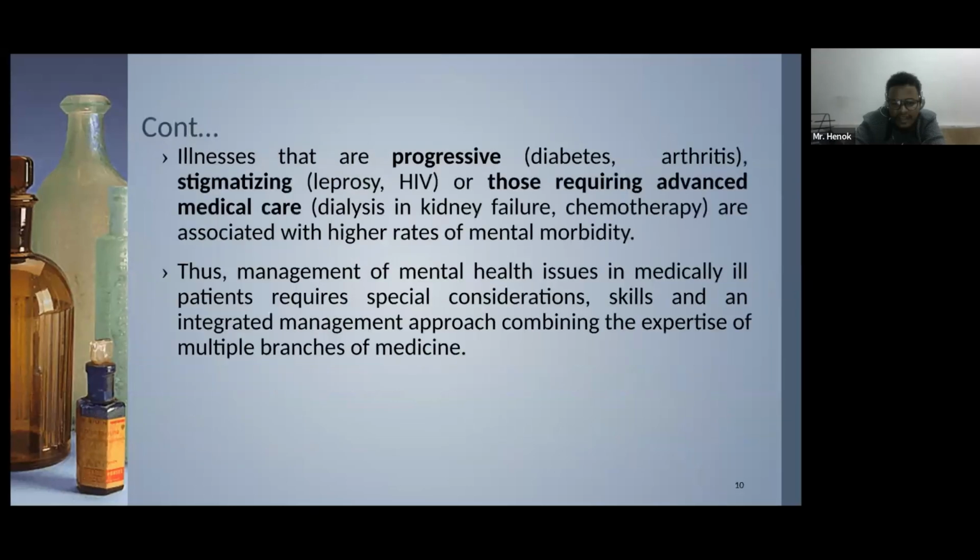diabetes mellitus or arthritis, for example leprosy, or being diagnosed with HIV/AIDS, or those requiring advanced medical care like dialysis in kidney failure or chemotherapy. These conditions are associated with higher rates of mental morbidity. Therefore, management of mental health issues in medically ill patients requires special considerations. It requires skills and an integrated management approach, combining the expertise of multiple branches of medicine.